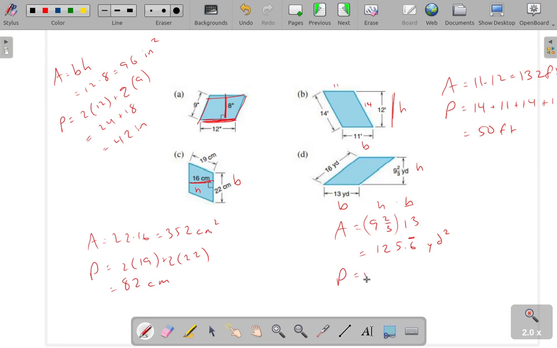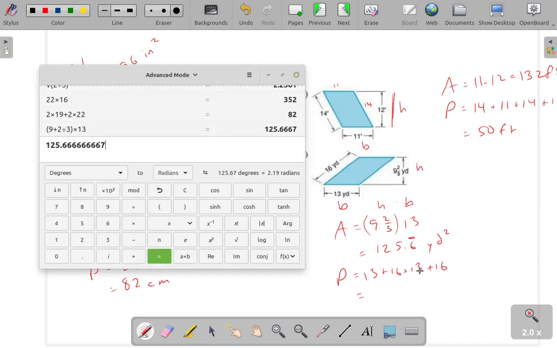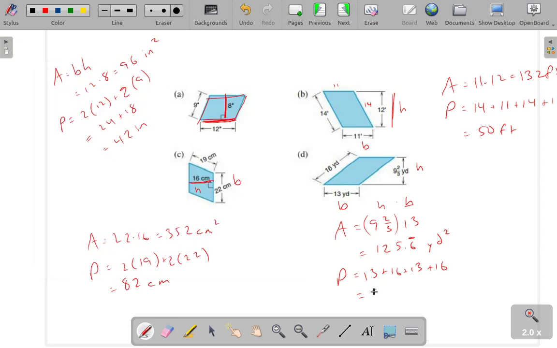And my perimeter would be 13 plus 16 plus 13 plus 16, or 2 times 13 plus 2 times 16, which gives me, forgive the interruptions, this would have a total of 58 yards for the perimeter.